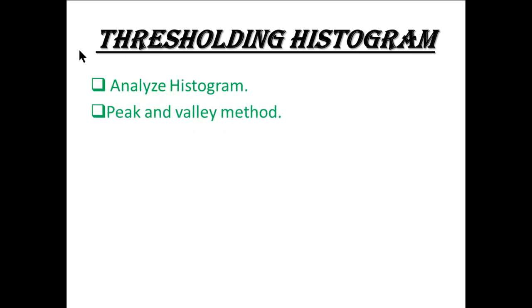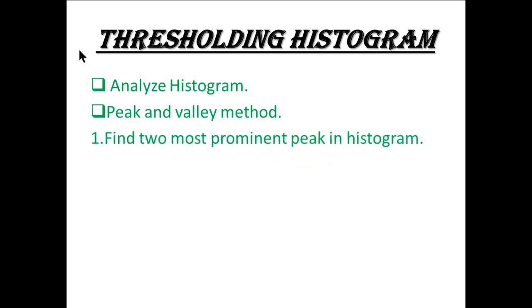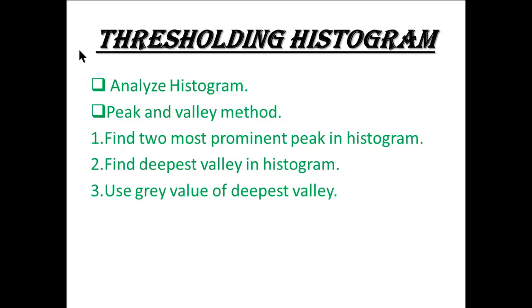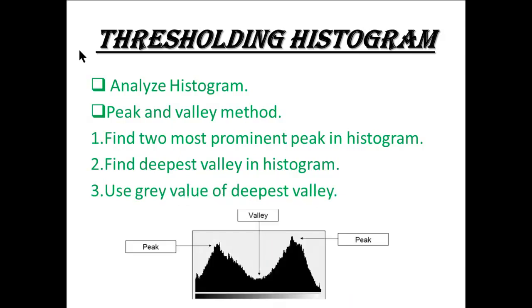Thresholding histogram. Analyze the histogram. Peak and valley method: find the two most prominent peaks in the histogram and the deepest valley between them. Use the gray value of the deepest valley. Here is a histogram of an image. There are two peaks and a valley.